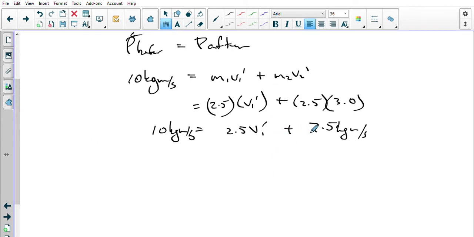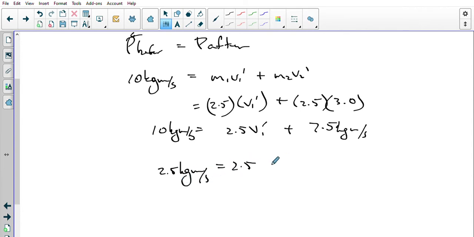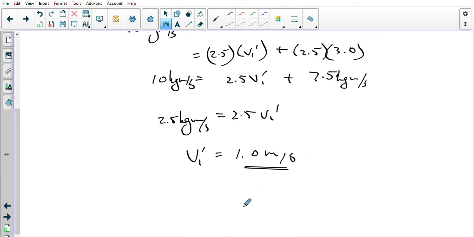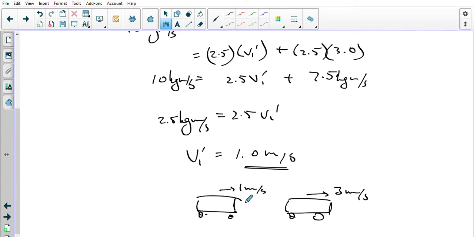So we are going to add negative 7.5 to both sides. And so that would give us 2.5 kilogram meters per second on this side is equal to 2.5 times v1 prime. We're going to divide both sides by 2.5, and so v1 prime is equal to 1.0 meters per second. If we go back up, no, we can't go back up, so let's just redraw our question. We have our first cart here, traveling at 3 meters per second, and this one's traveling at 1 meter per second. And they were both traveling in the positive, forward direction.